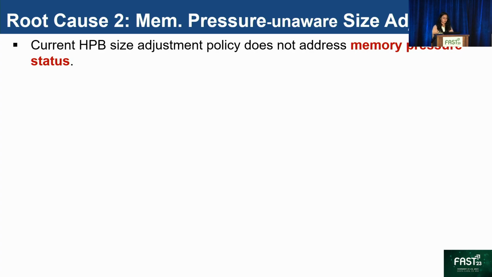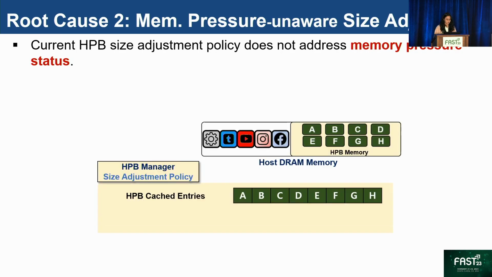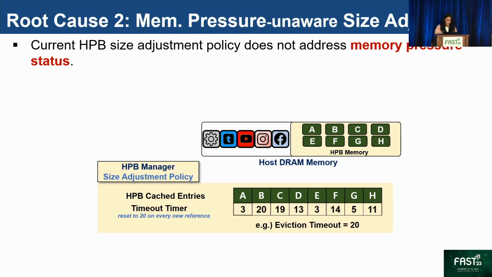The second root cause we analyzed is about memory pressure unaware size adjustment. Since host memory is still a valuable resource, the size of HPB memory should be carefully tuned. The existing HPB memory adjustment policy sets timeout timers for every cached entry, and whenever the track timer becomes 0, it evicts HPB cached entries to return HPB allocated host memory. Here, for example, the HPB manager evicts cached entries if they are not referenced for 20 seconds.